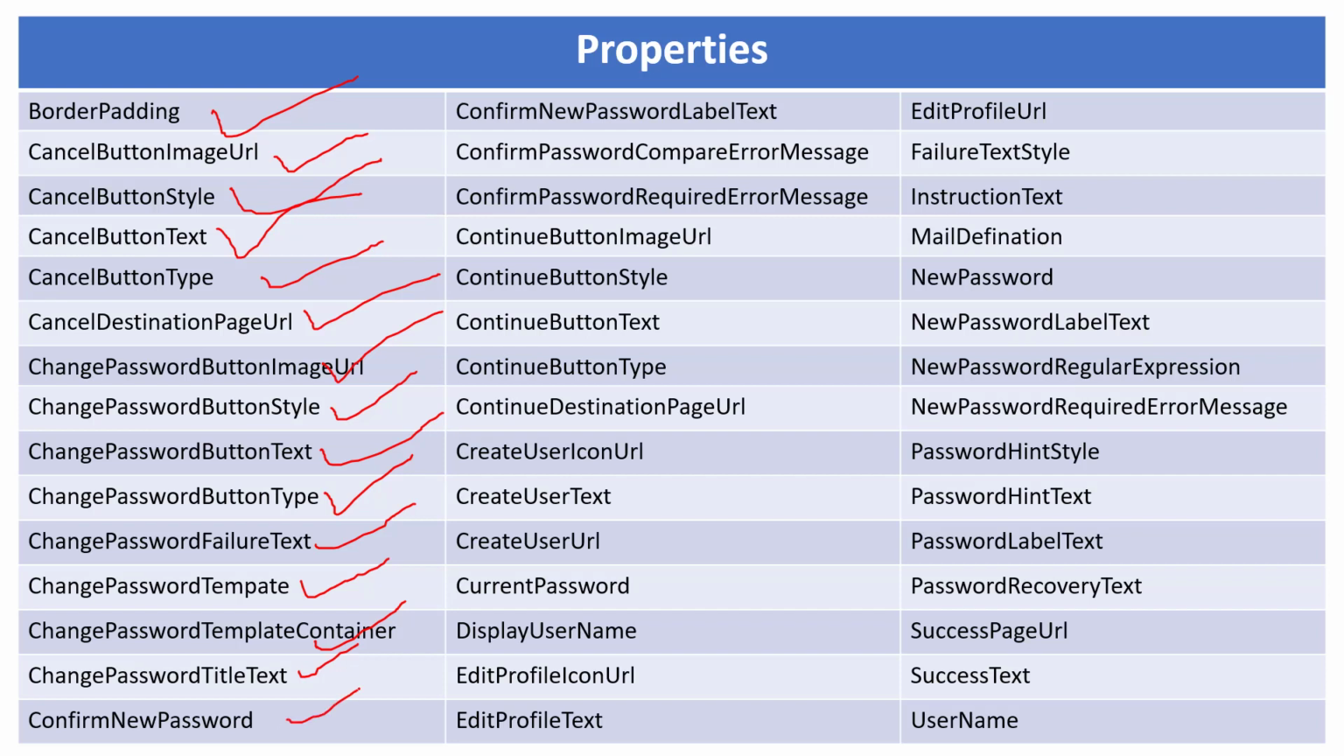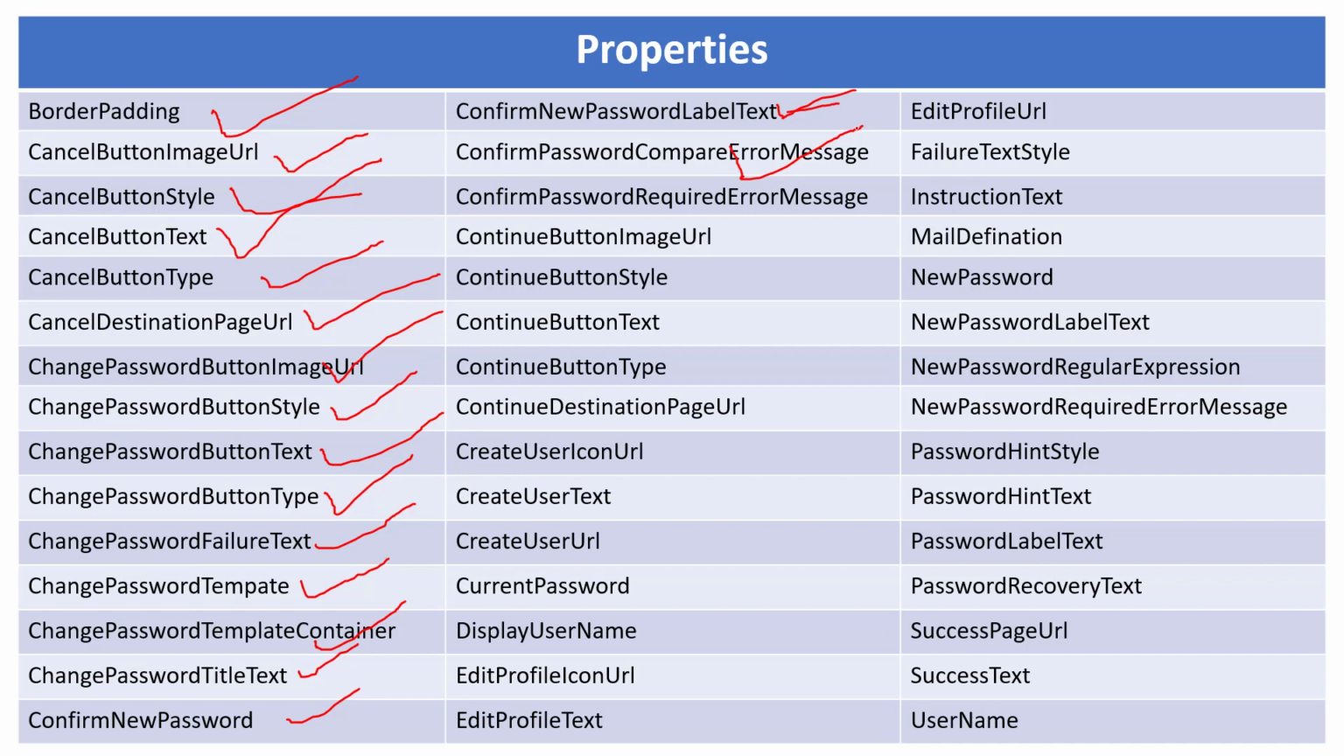It is used to get the value of the confirm new password text box. Next is confirm new password label text. It is used to set or get the label text for the confirm password text box. Next is confirm password compare error message.